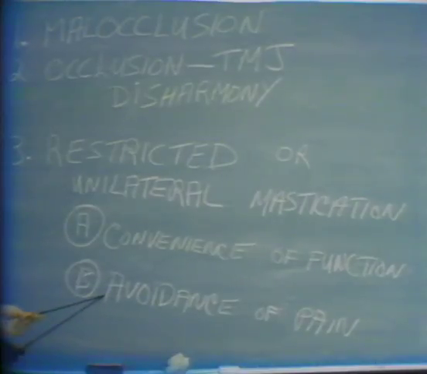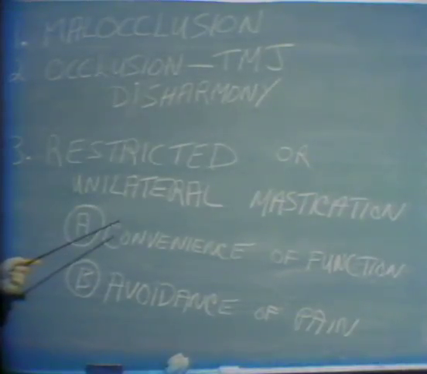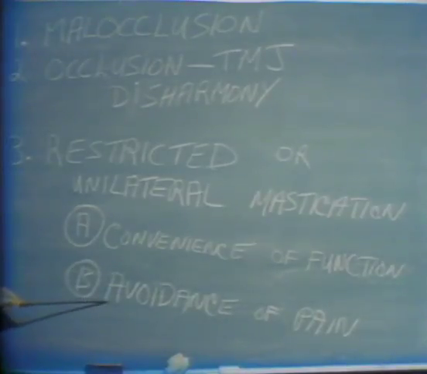And number 2, a person will, again, subconsciously avoid pain during mastication. If you have a loose filling or a cavity on one side of the mouth, the patient will avoid pain in that area and will chew on the opposite side. So again, the third predisposing factor to traumatic occlusion is a restricted or a unilateral type of mastication. A person will chew unilaterally for convenience of function and to avoid pain in the masticatory system.